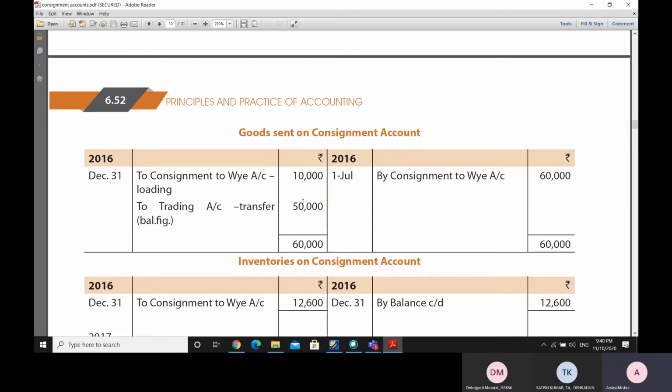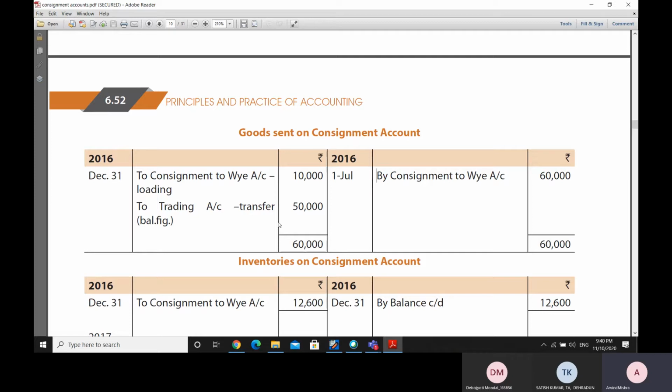the goods which were actually sold, or with which initially the goods sent on consignment account was credited. Now the goods sent on consignment account is being debited, thereby squaring off the consignment account, and the credit is going to the trading account.